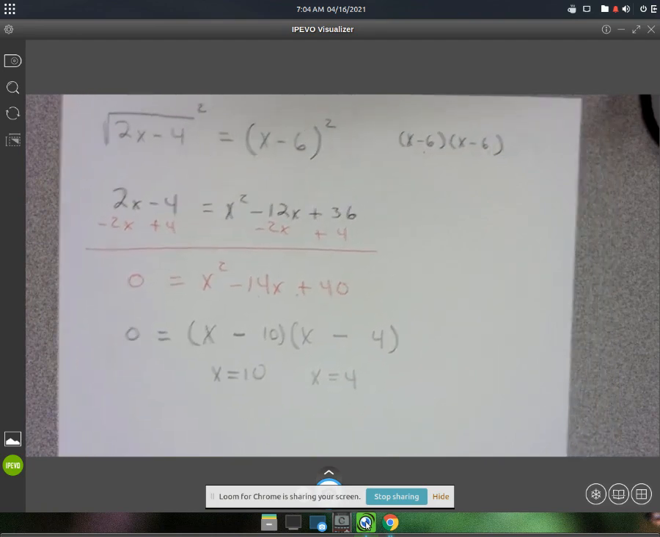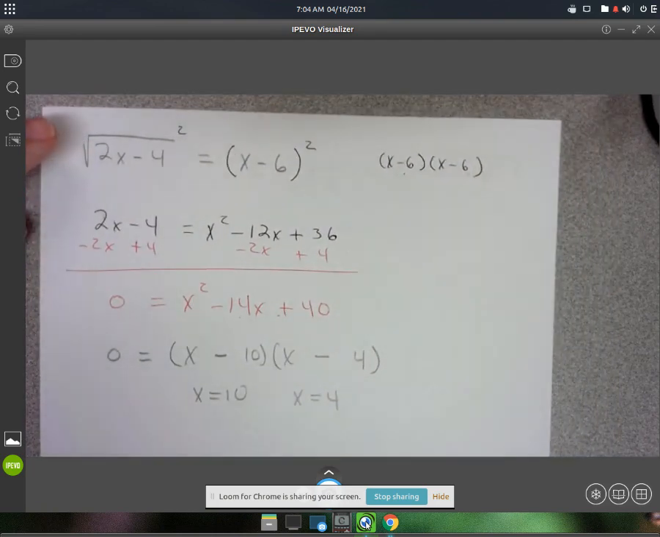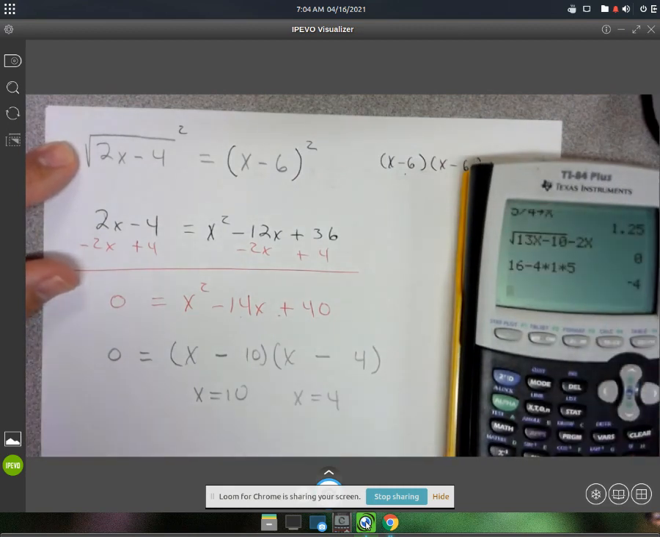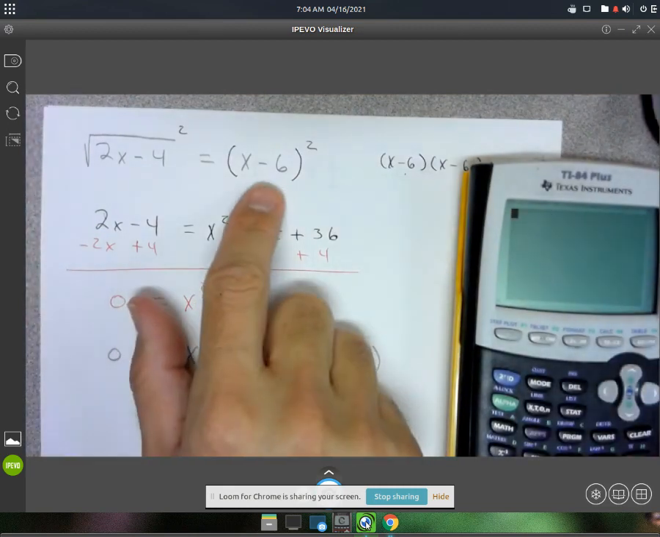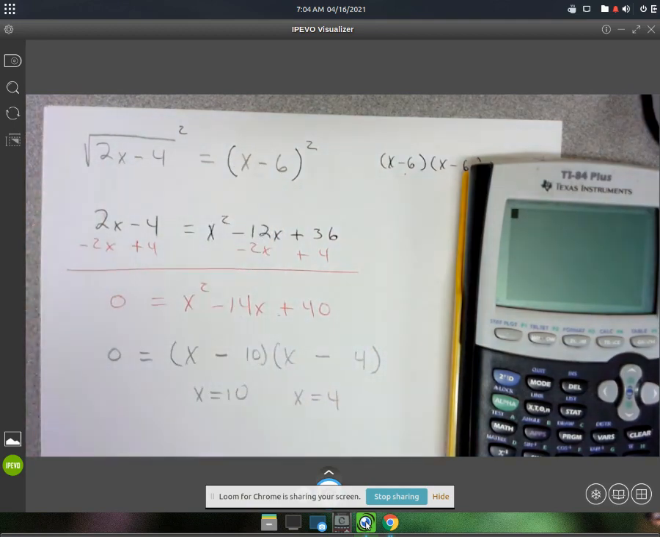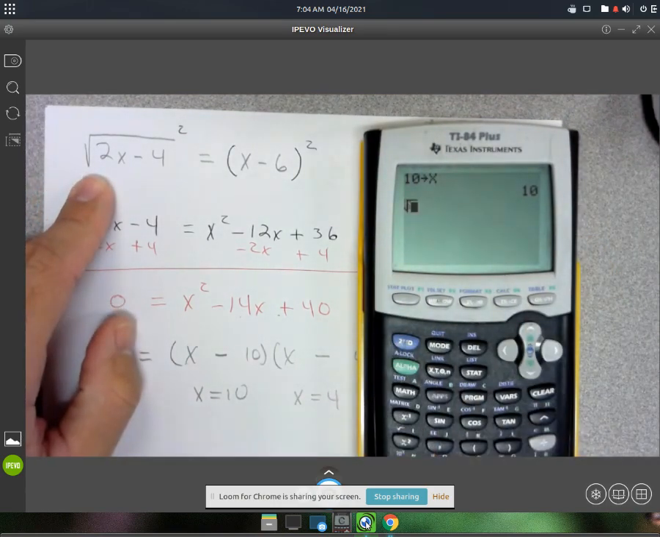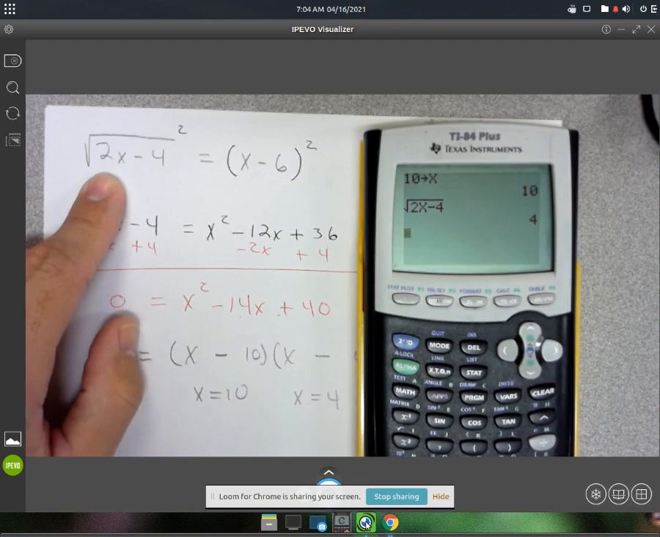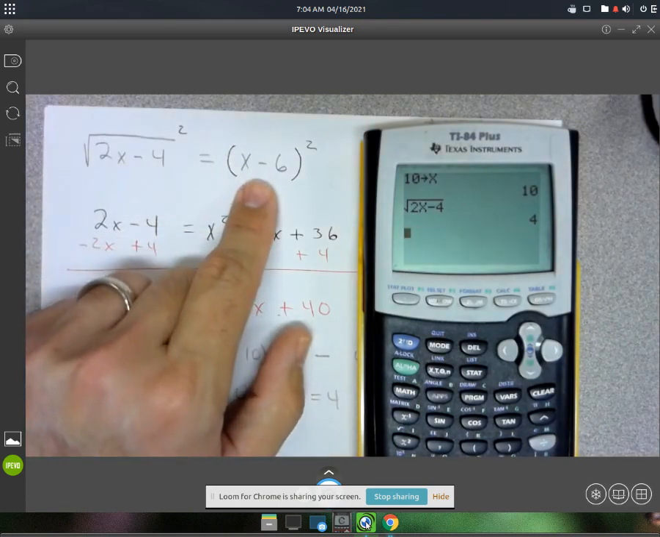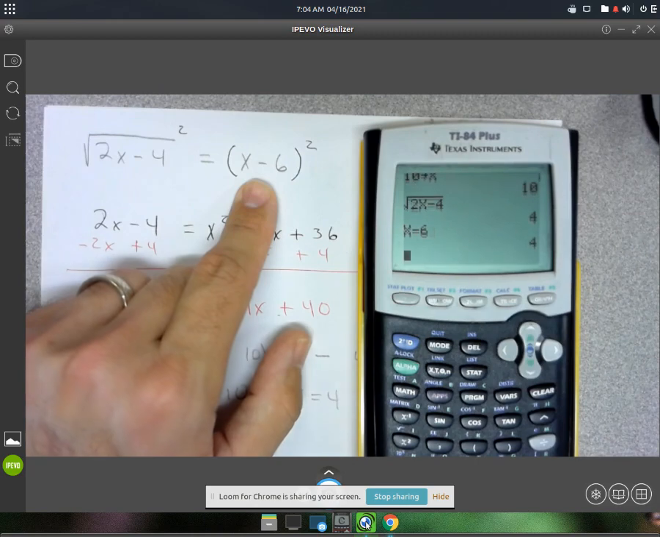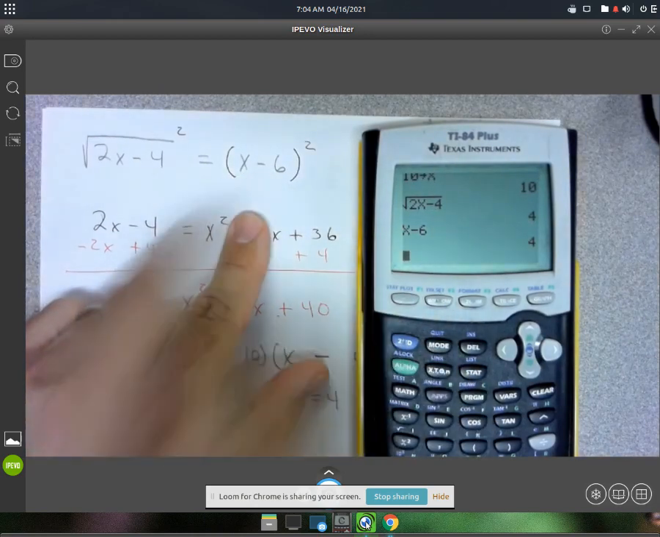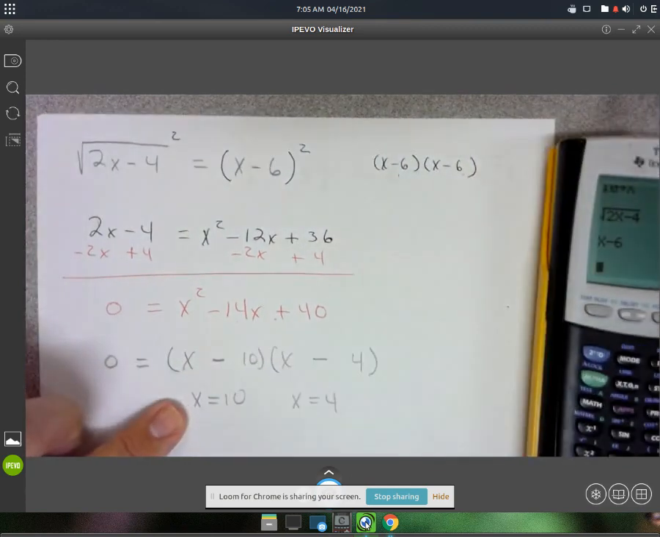Now we just need to go back and plug them into the original equation and see if it balances. So we're going to have to plug it into the left side and the right side. So we'll do 10 stored to x. So it's going to be square root of 2x minus 4. And that gives us 4. On the right side, it's just x minus 6. And yes, that does give us 4, because it's just 10 minus 6. So 10 checks out. This one works.